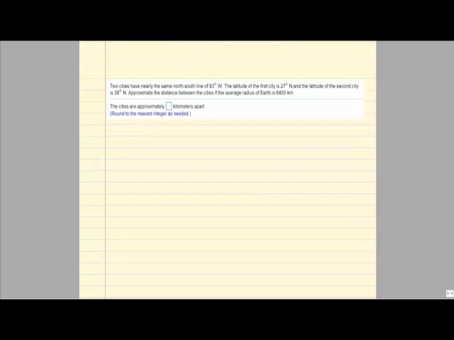Okay, it says two cities have nearly the same north-south line of 93 degrees west. The latitude of the first city is 27 degrees north, and the latitude of the second city is 38 degrees north. Approximate the distance between the cities if the average radius of the Earth is 6,400 kilometers. So radius is 6,400 kilometers. That's important. Okay, so let's go ahead and draw this up.